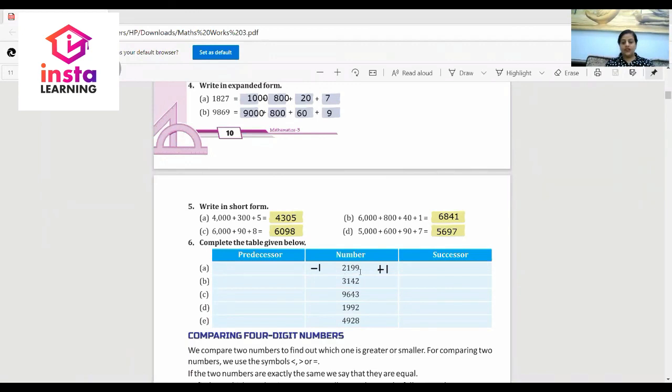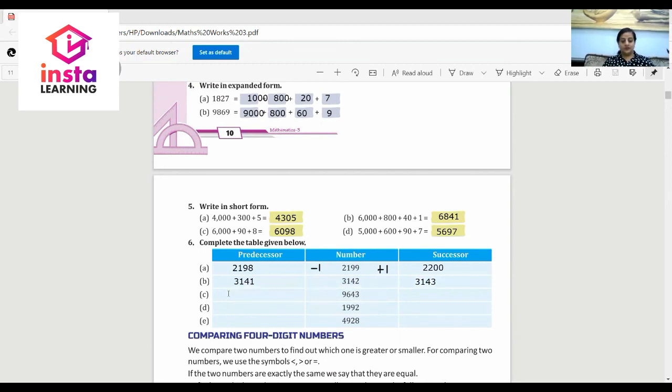Okay, students, so we will do it. Like 2199. What comes before? 2198 will come before. That is the predecessor. And if we want to know the successor, we have to add 1. 2200 will be the successor of this number. Next is 3142. 3141 will be the predecessor and 3143 will be the successor of this number.